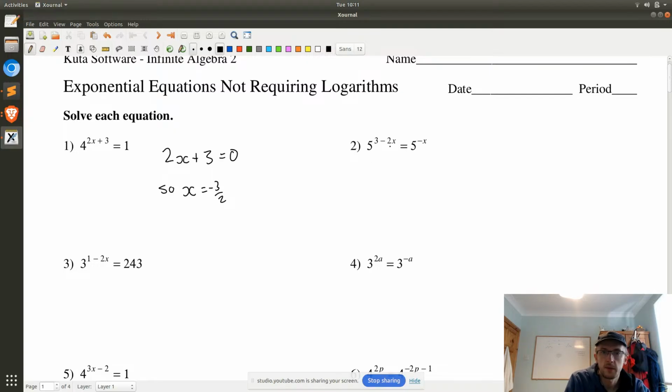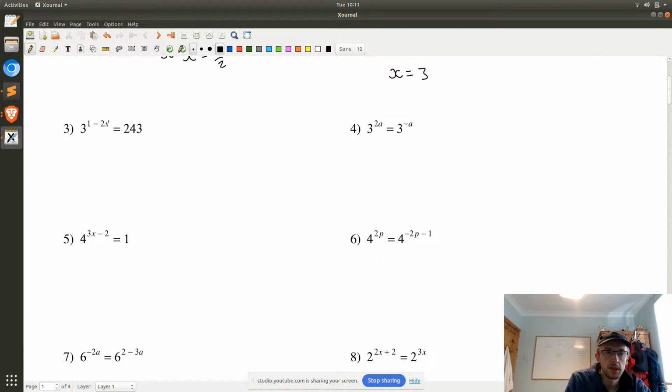And here we've got 5 to the something equals 5 to the something, so those things must be equal. And you add 2x to both sides and you get x equals 3. 3 to the something is 243. That's the fifth power of 3 right there. So 1 take 2x equals 5. So negative 2x equals 4. So x equals negative 2.